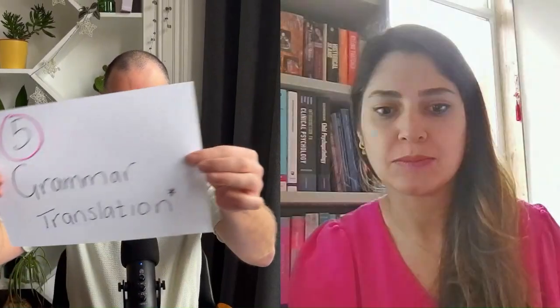Ida, are you ready? Right, should we do a drum roll? Yeah, do a drum roll. Okay, let's reveal number 5. Okay, so 3, 2, 1.